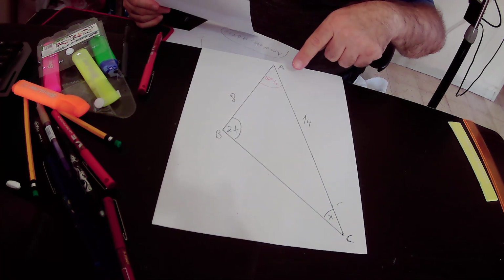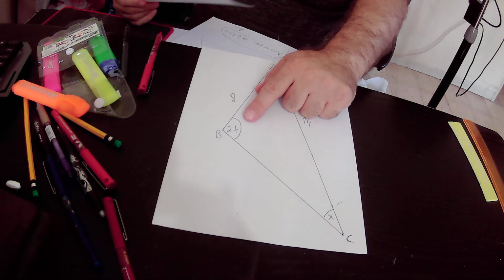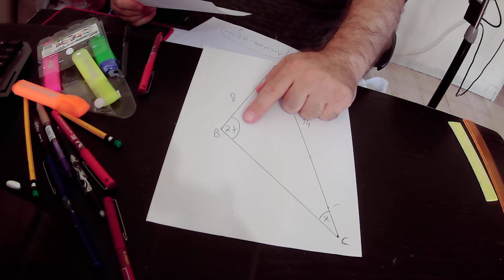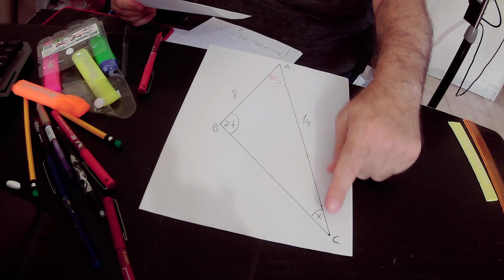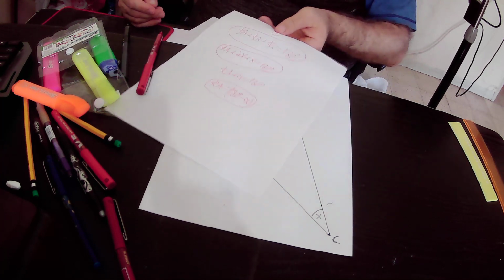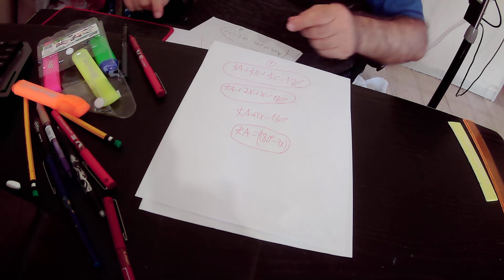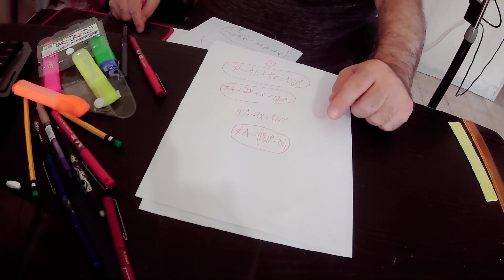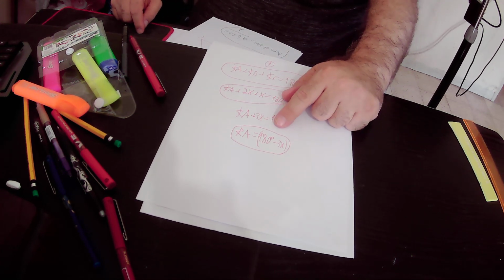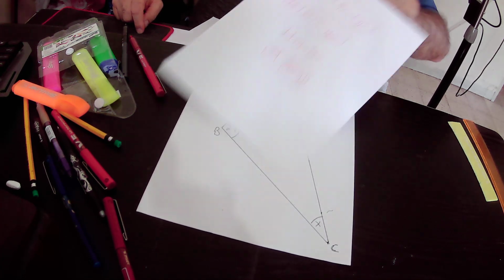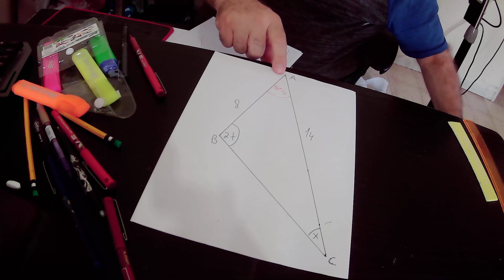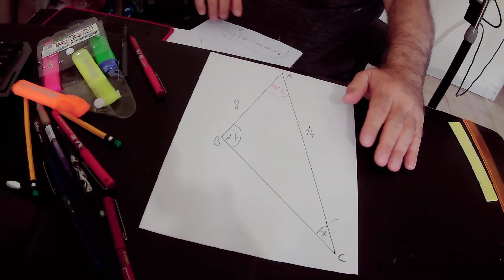Angle A plus angle B is 2x and angle C is x. So we can substitute B by 2x and C by x. So we did it, and we found out that angle A equals 180 degrees minus 3x.